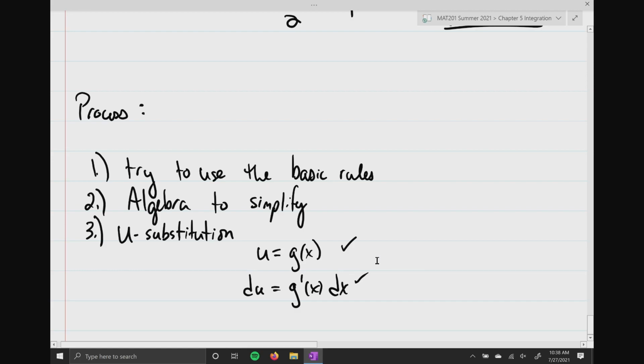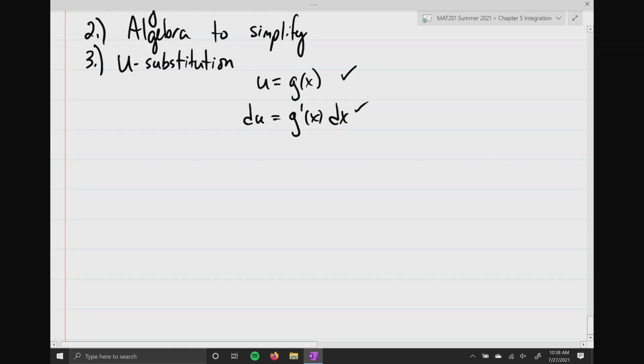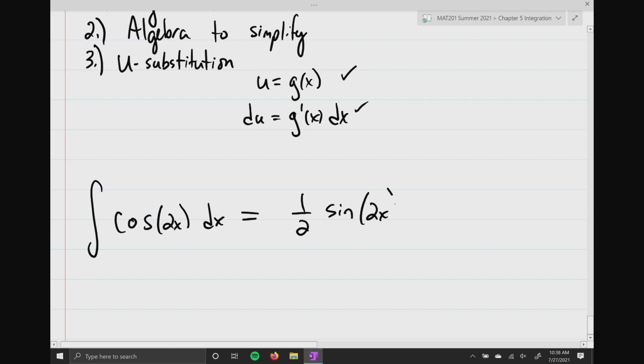So, at the very beginning of this lecture, we looked at this problem right here, the cosine of 2x dx. And what we found was the final result was 1/2 sine of 2x plus c. Okay? There are tables that give you this. Let me show you what that looks like real quick.